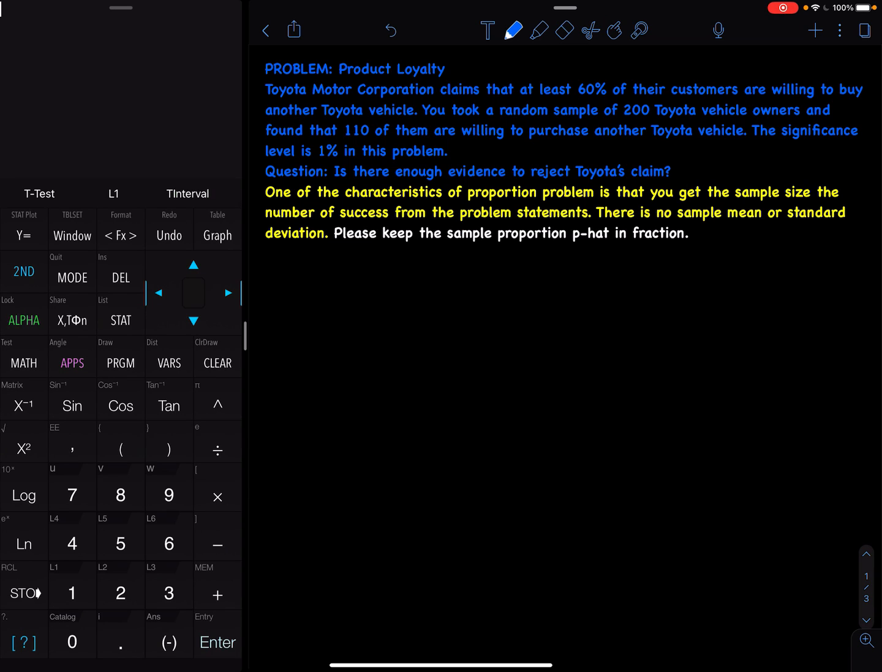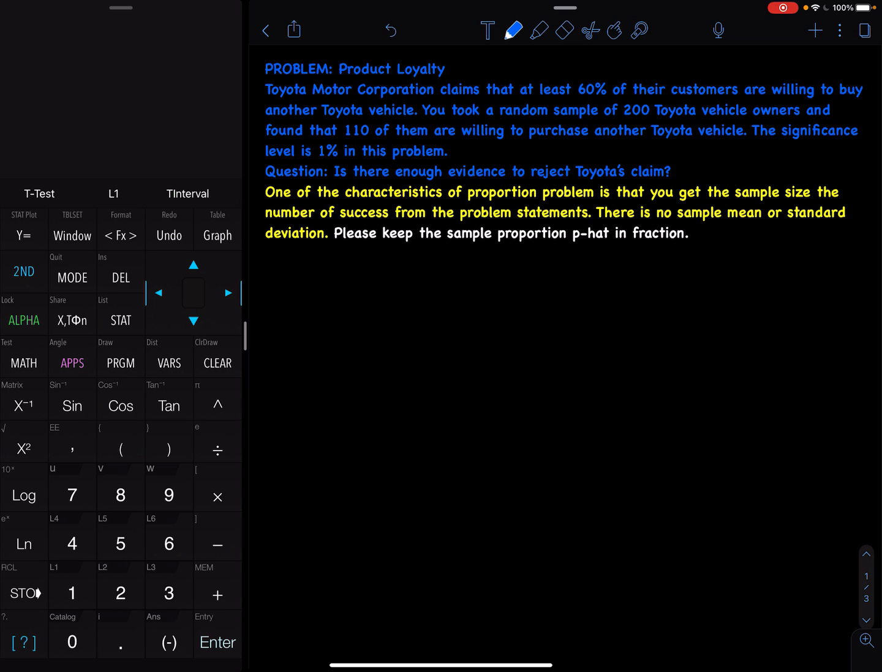One sample hypothesis test. This is a proportion problem. Product loyalty. Toyota Motor Corporation claims that at least 60% of their customers are willing to buy another Toyota vehicle. You took a random sample of 200 Toyota owners and found that 110 of them are willing to purchase another Toyota. The significance level is 1%. The question: is there enough evidence to reject the claim?